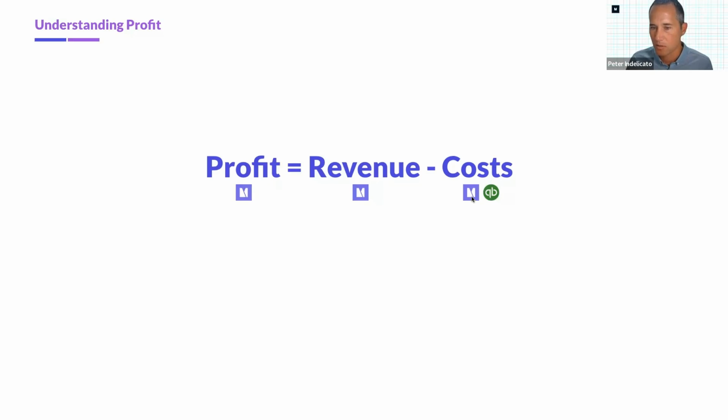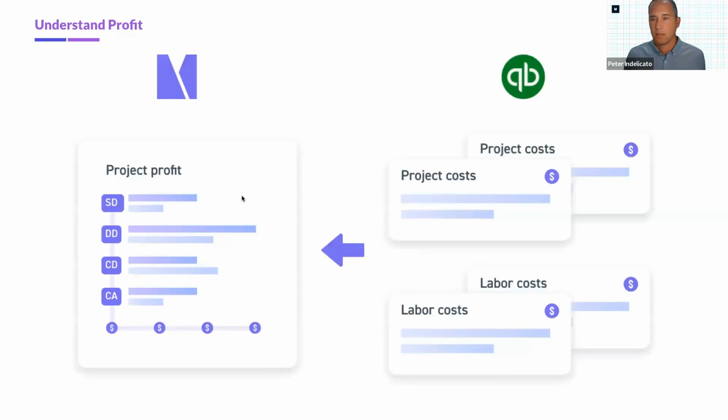So costs come from Monograph and QBO, revenue comes from Monograph, put those things together, or actually subtract them, and you get profitability. Let's dive a little bit deeper on those project costs. Conceptually, it looks something like this. You've got project costs over in QuickBooks. You've got all your costs over in QuickBooks. Your journal has all your costs.